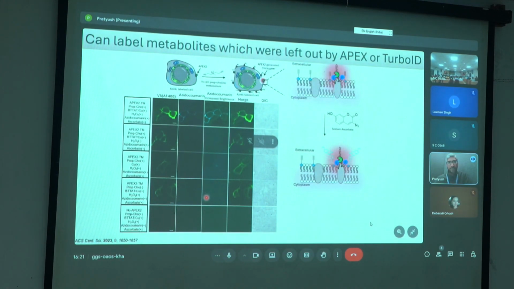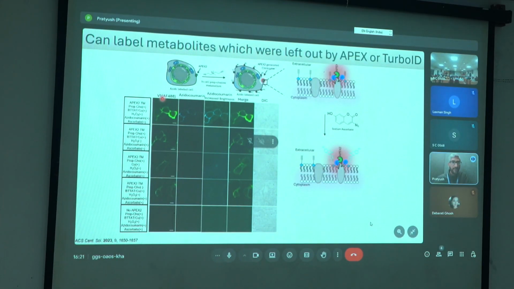All the previous techniques were not able to identify metabolome because metabolites do not have any phenol or lysines. So we decided, why not use our copper click-based system to make artificial alkyne azide copper click.